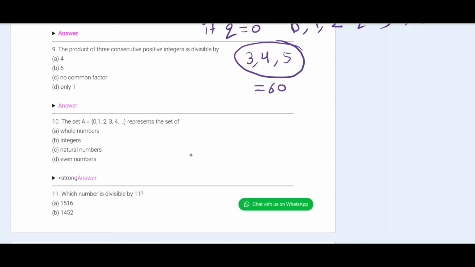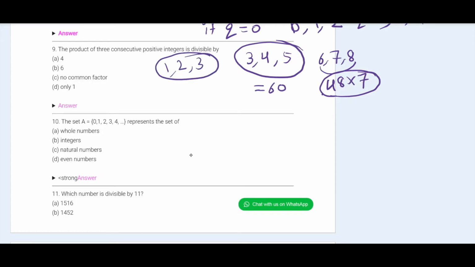Let us take 3 more numbers. Let us say 6, 7, 8. Now 6 into 8 is 48. 48 into 7 is divisible by 6 but not 4? So even this is divisible by 4. If I take 1, 2, 3, the first 3 natural numbers, the product is 6, which is not divisible by 4. The option is B.